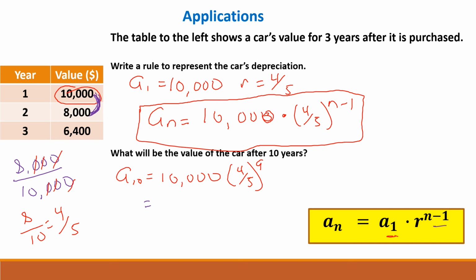So I just put in my calculator 4 divided by 5. I hit enter, raised to the 9th power, and I get 0.134217. So really long number. I'm leaving that in my calculator and I'm going to multiply by 10,000. And that gives me 1,342.177. And since we're talking about dollars, we round to the nearest hundredth. So rounding that to 0.18. And since this is money, put my little dollar sign here. And so after 10 years, this car is only worth $1,342.18.